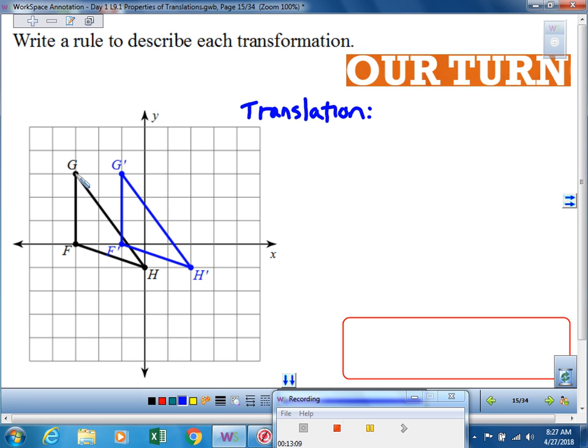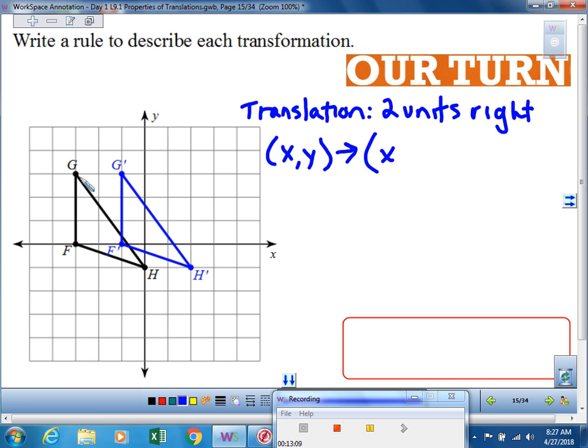Translation. Now, I went from G to G prime. What did I do? Okay, so I'm going to the right 2. So 2 units right. Did I go up or down? Is that the same for all the points? Yes. So 2 units right. You stop there. You don't have to say 0 units down or up or whatever. Just 2 units right. And then XY becomes, and then what did I do to the X?